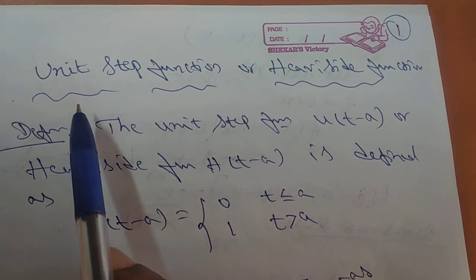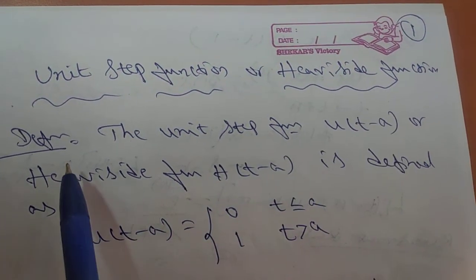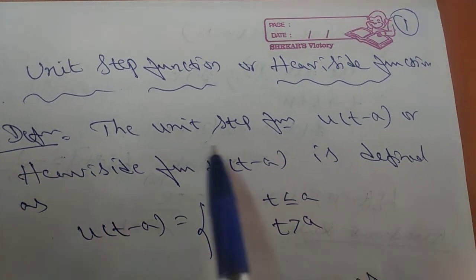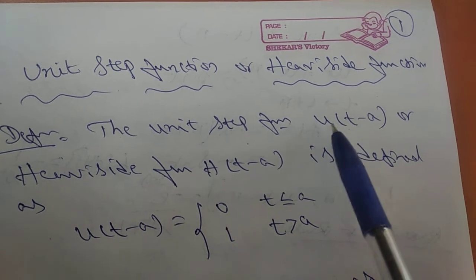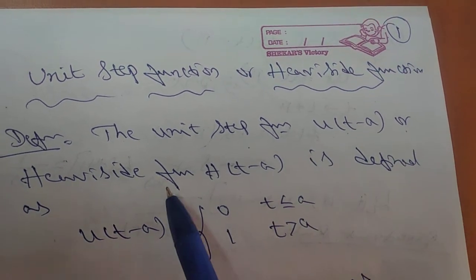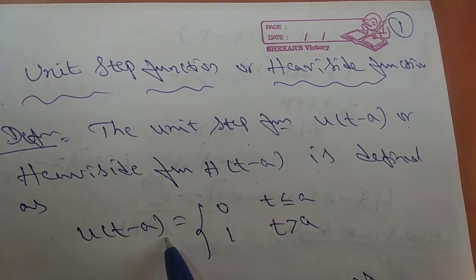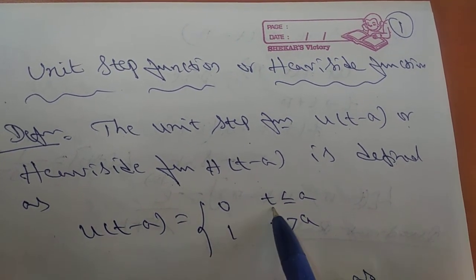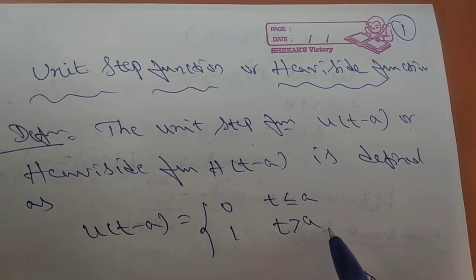So today we will discuss the unit step function, or Heaviside function. What is the definition of the unit step function? The unit step function u(t minus a), or Heaviside function h(t minus a), is defined as u(t minus a) equal to 0 for t less than or equal to a, and 1 for t greater than a.